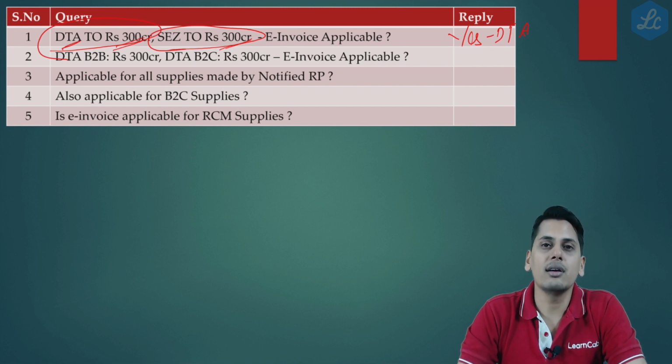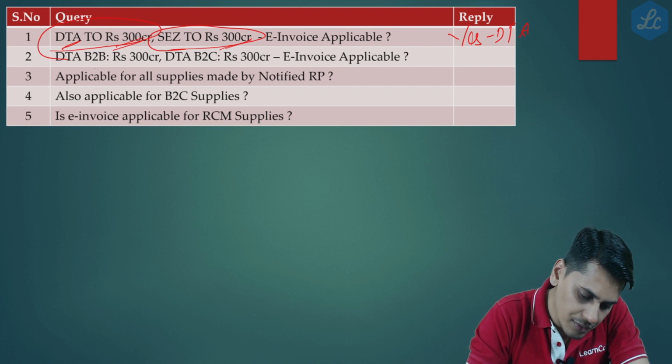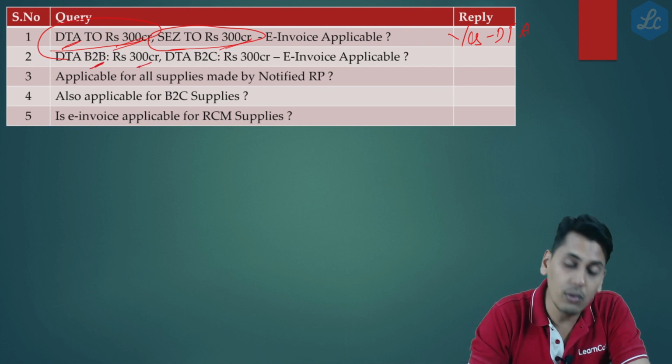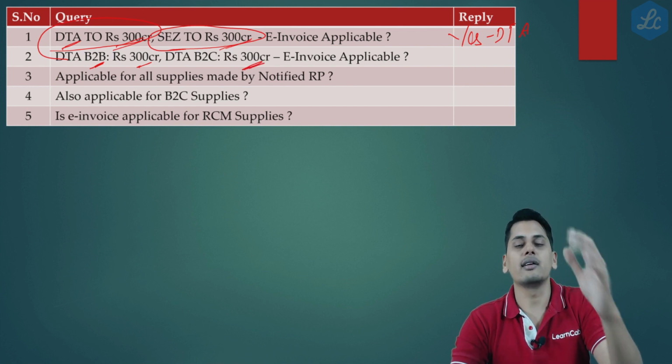Example number 2. There's a person who's having a unit in domestic tariff area. Now that domestic tariff area unit, its B2B supplies turnover is 300 crores. B2C supplies turnover is again 300 crores.